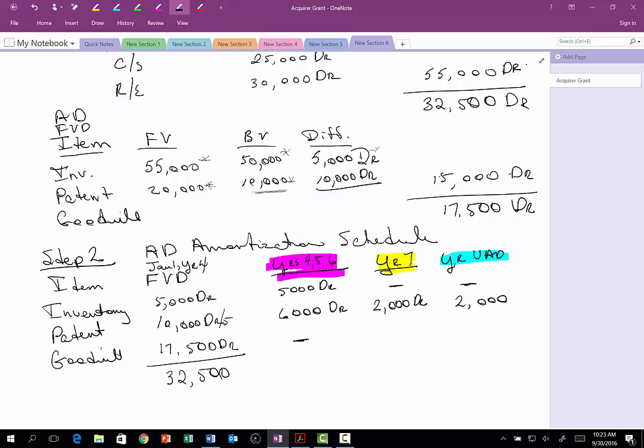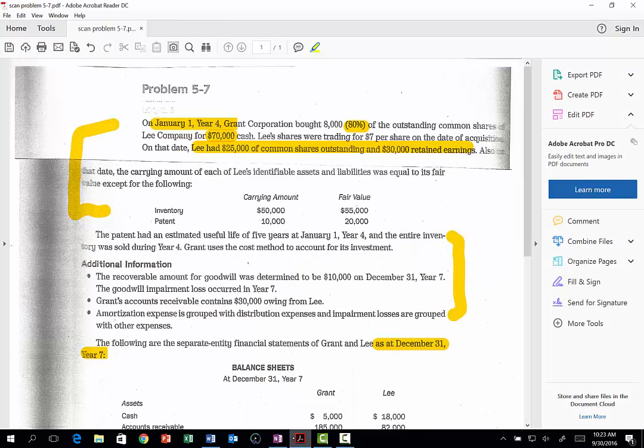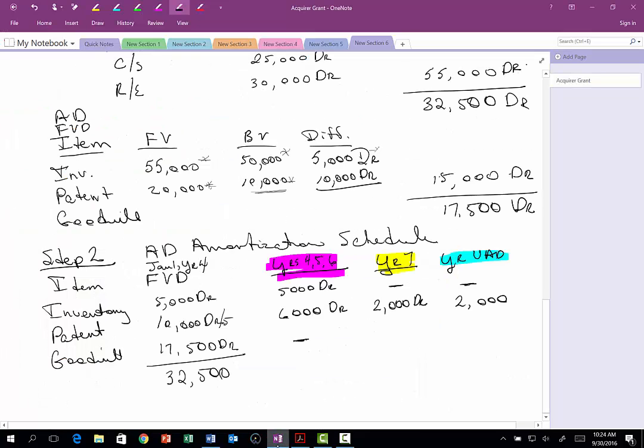So goodwill is interesting. Goodwill, we're told in the problem that, where is it here? Oh, the recoverable amount for goodwill was determined to be $10,000 on December 31st, year 7. So what that ends up meaning then is this number, what we're going to adjust goodwill to on the balance sheet, is only going to be 10. But that means we have to record a loss here of $7,500. Okay, a loss will essentially be a debit.